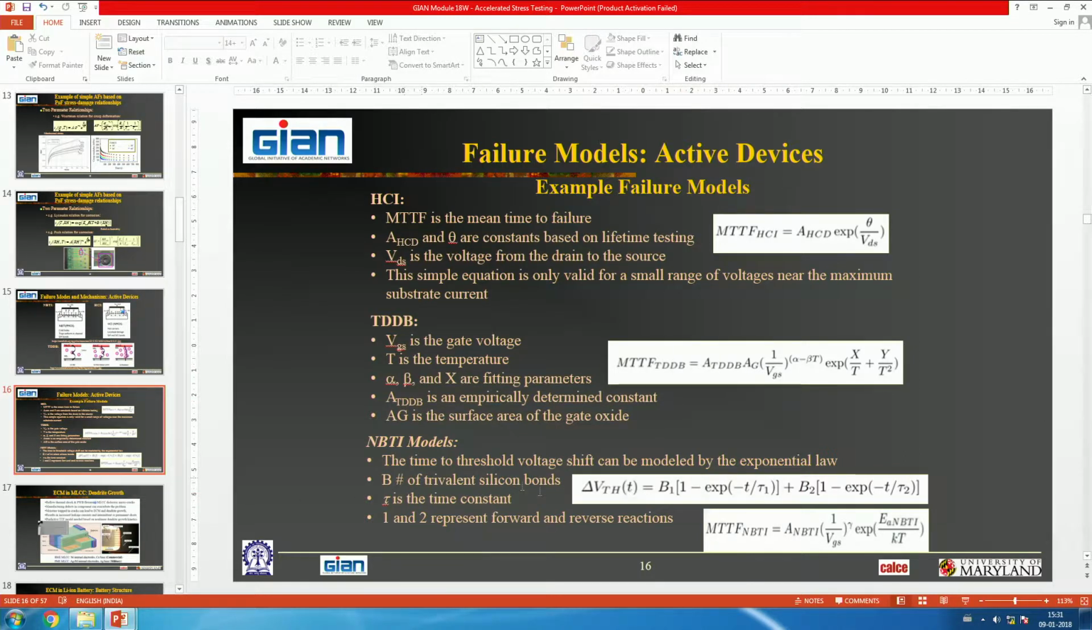And then finally for NBTI, for the cold holes, you've got a two-term model over here. tau1 and tau2 are model constants. B1 and B2 are model constants. T is the time to failure at different voltages. So you'd have to solve this model backwards to get the time to failure. And then another simple one, power law dependence on the reciprocal of voltage, and an exponential dependence on temperature. Those are typical models for time to failure in cold holes.